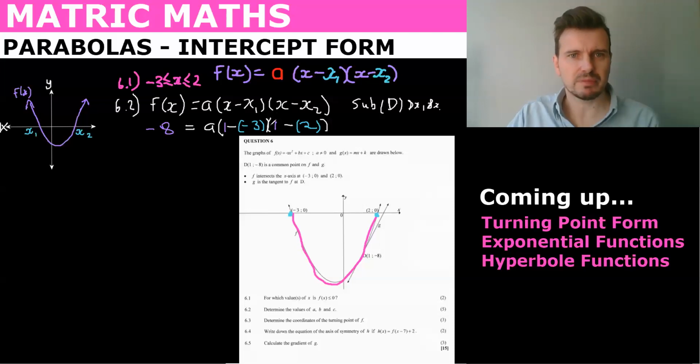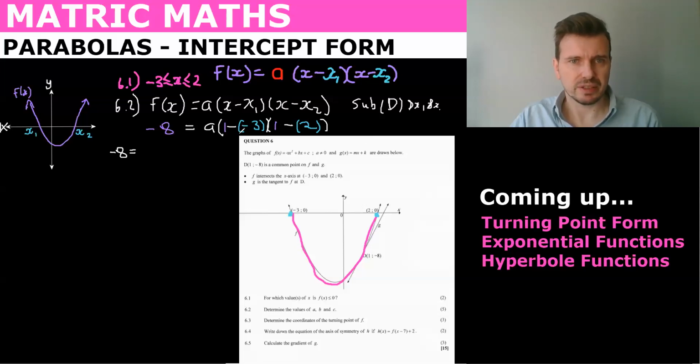Okay, so now we've subbed in our x-intercepts and we subbed in our point D. And now we can simply just solve for A. So -8 equals... 1 minus -3 is +3, so it's 4, and then 1 minus 2 is minus 1.